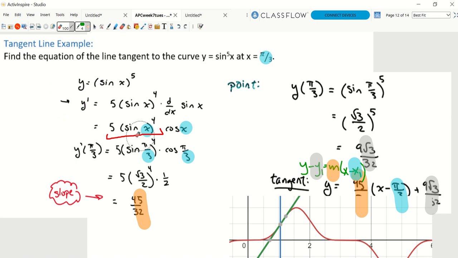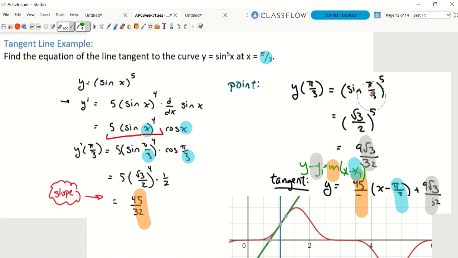Now it's asking at pi over 3, so we plug in pi over 3 for x, and we get this, and use the unit circle, and we get root 3 over 2 for sine of pi over 3. We get 1 over 2 for cosine of pi over 3, and we just simplify and get 45 over 32. That goes in for your orange right over here. Your x sub 1 is pi over 3, that's given. Now, to find y sub 1, we literally plug pi over 3 into your original function, which gives you this.